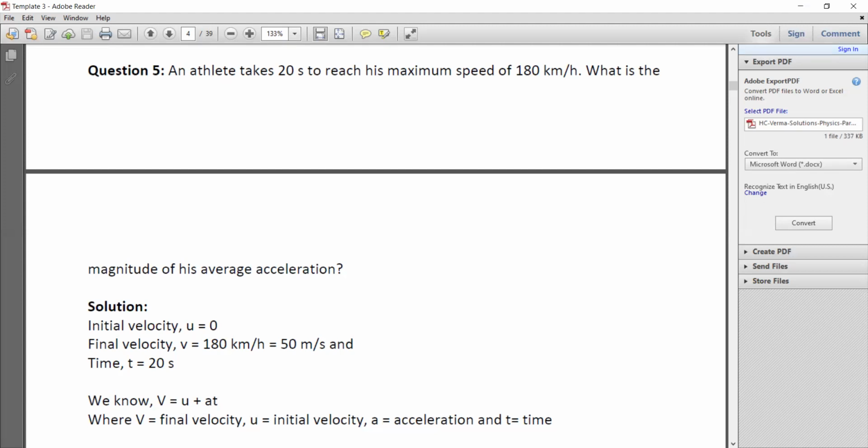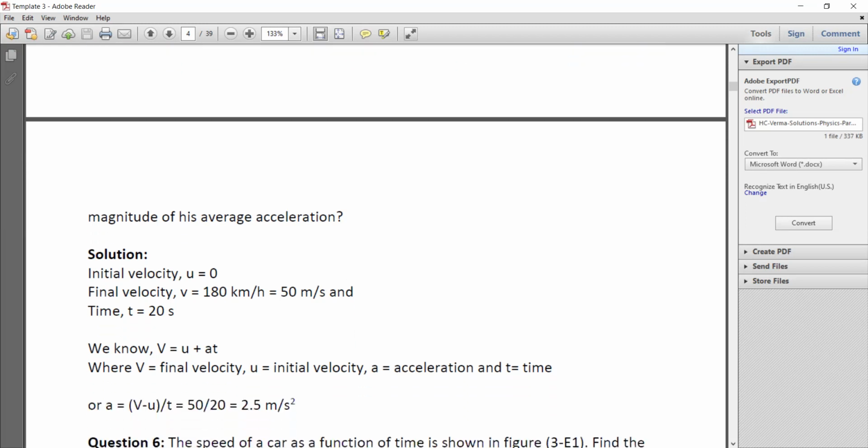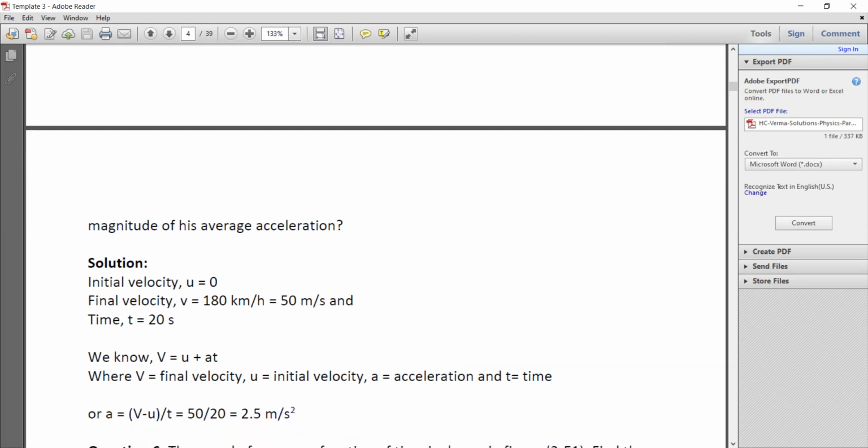1 kilometer per hour equals 5/18 m/s. So, 180 kilometers per hour equals 180 times 5/18 m/s equals 50 meters per second. The time t is 20 s. We can use the first equation of motion to find the acceleration, a. v equals u plus at.